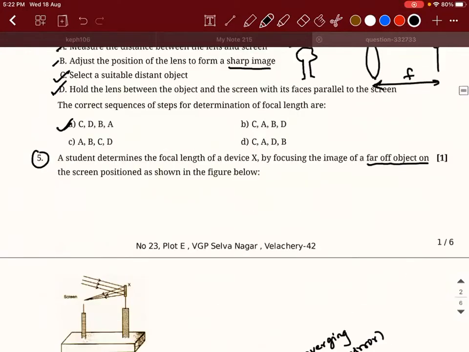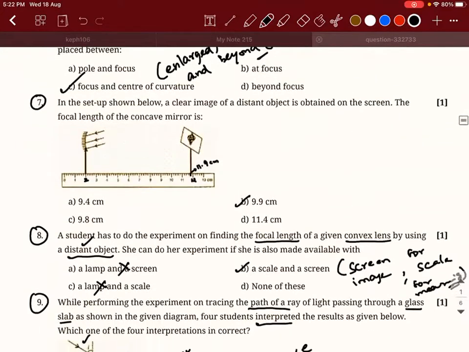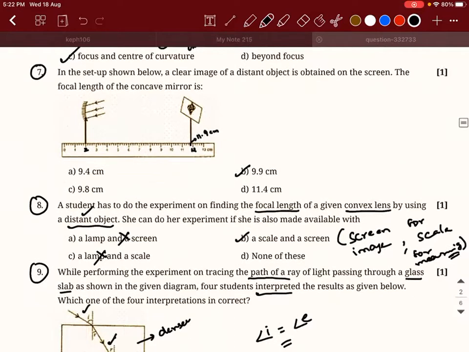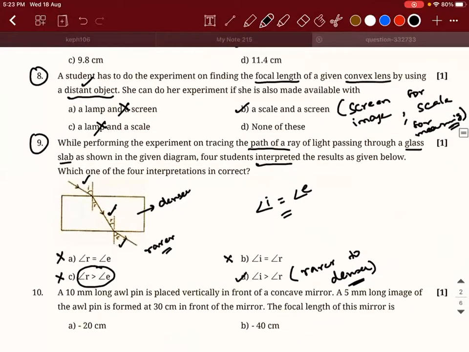See, you see the first question, right? Sun can be taken as infinite. Generally, distant object means yes, it is infinity. But you'll be focusing on objects which are outside your lab window, on trees, something like that. That's called a far off object, which is approximated to infinity. To answer your question from the exam point of view, yes, distant object means infinity.